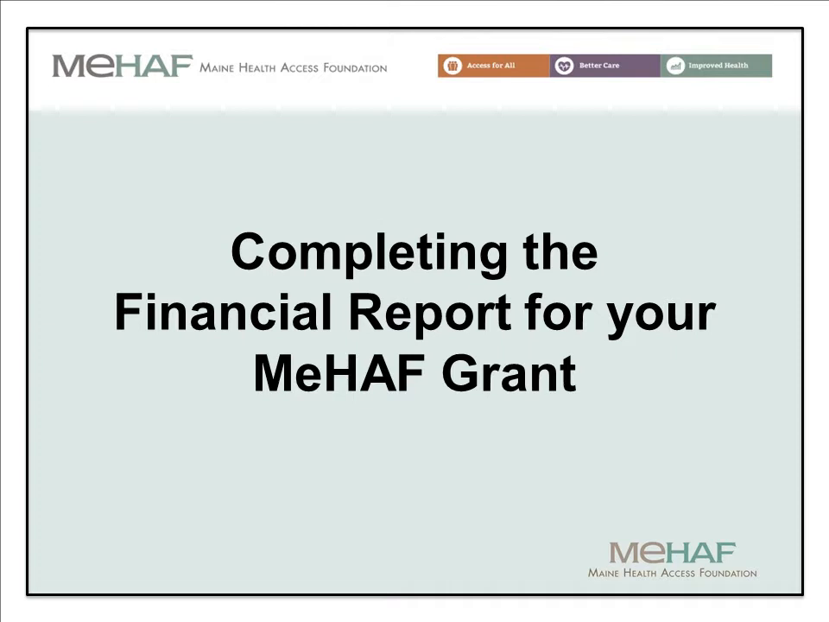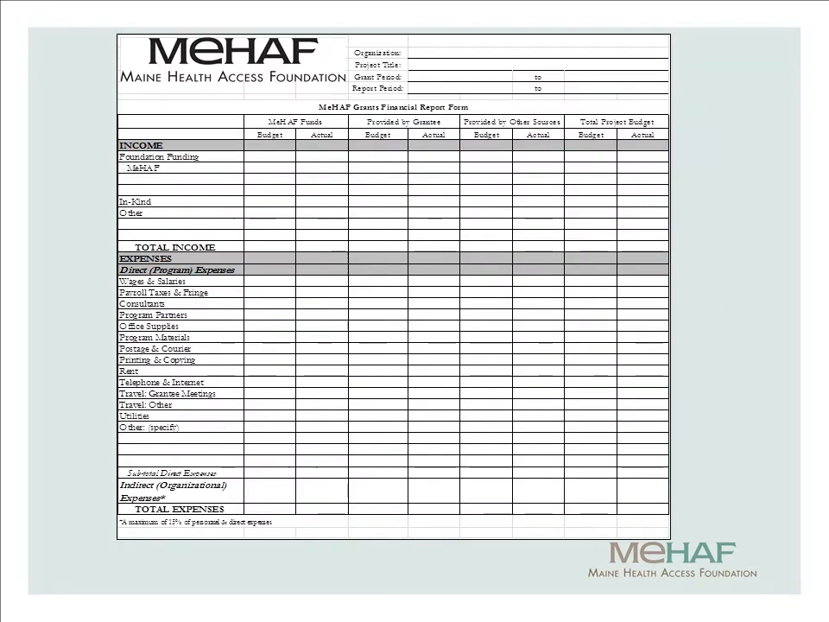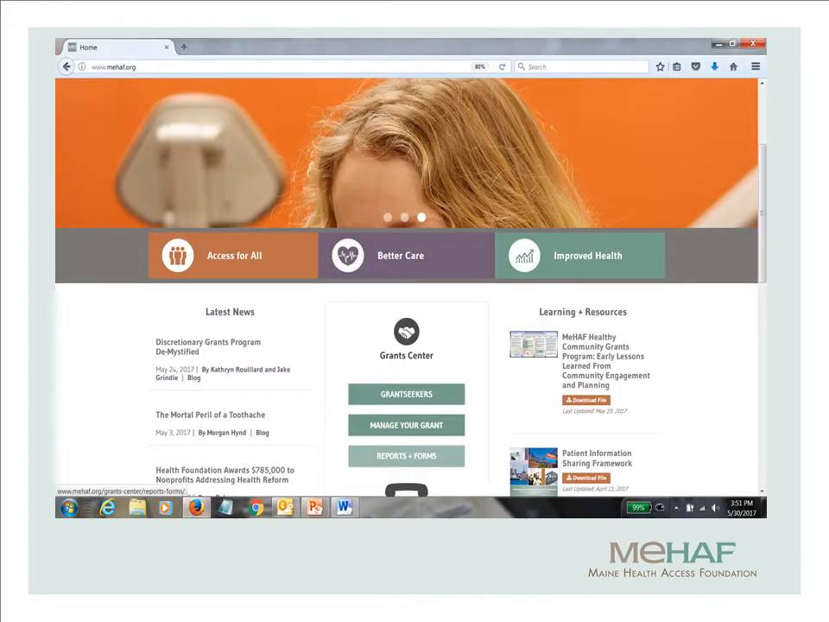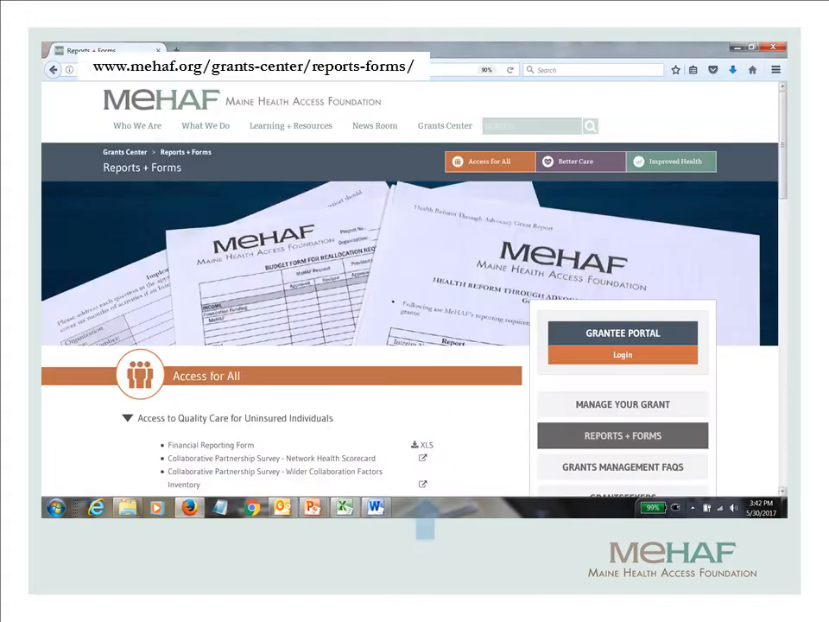This video is intended to help you complete your financial report for your MeHAF grant. MeHAF requires its grantees to use its reporting form when submitting their financial report. The financial reporting forms for each of the grant initiatives are available on the Reports and Forms page of the MeHAF website. Download and save the XLS file on your computer.